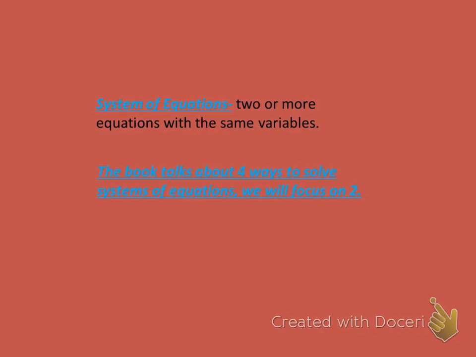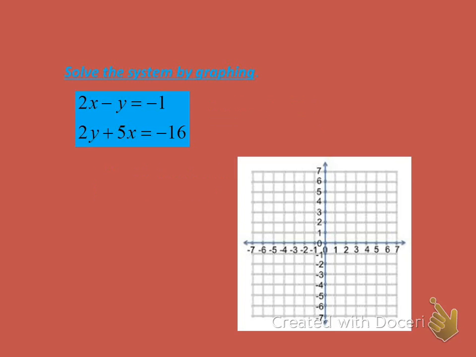The first slide you don't really even need to write down. I'm just going to do it real quick for you because you will never have one like this, so it's not super important that you know how to do it this way. But here we have two lines: 2x minus y equals negative 1, and 2y plus 5x equals negative 16.